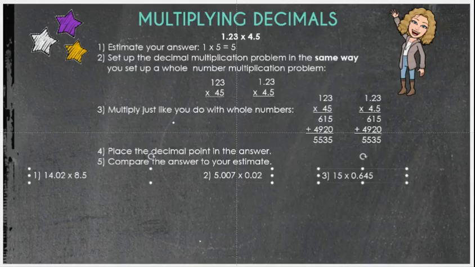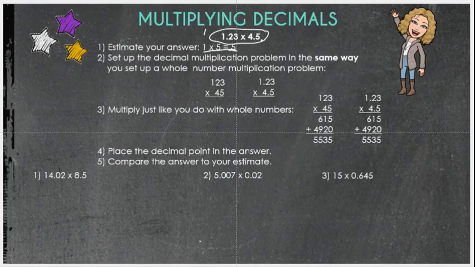Okay, multiplying decimals time. Just as with adding and subtracting, we are going to start out with estimating, and we have this problem up here that we are going to start with: 1 and 23 hundredths times 4 and 5 tenths. A very easy rough estimate would be this whole number is 1. This is between 4 and 5, so we could say 1 times 4 or 1 times 5. In this case, I went with 1 times 5, and I'm crossing everything out. My estimated answer is 5.